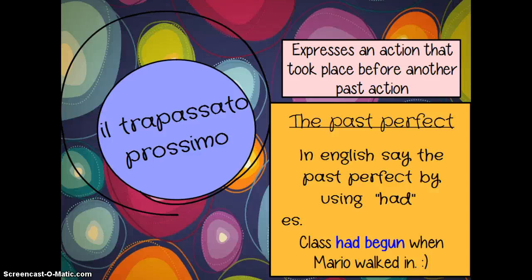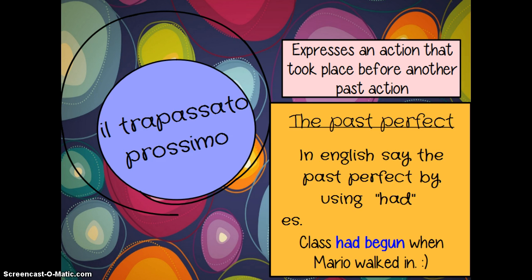Ciao ragazzi, we're going to do the Trapassato Prossimo now, which we call in English the past perfect. We do actually have this in English. So the Trapassato Prossimo is something that expresses an action that took place before another past action. It can get a little confusing, but what I mean is whenever you're using the imperfetto or passato prossimo, you could have an action that happened even before those actions happened.